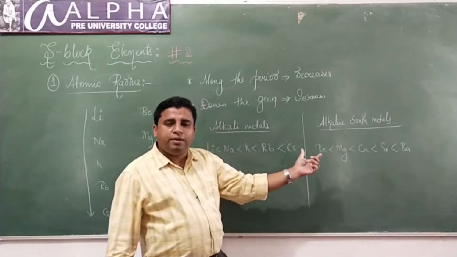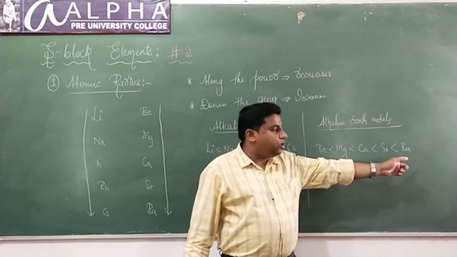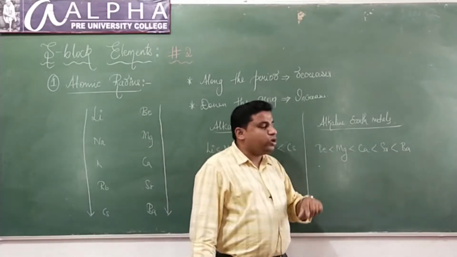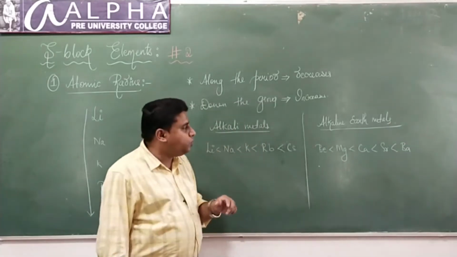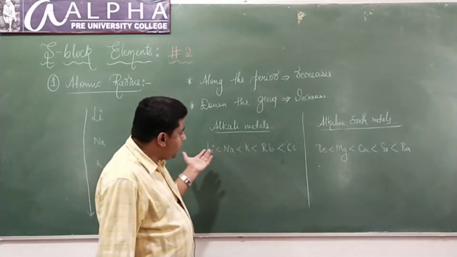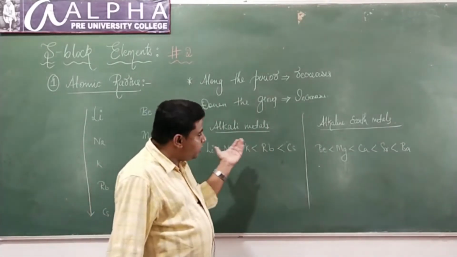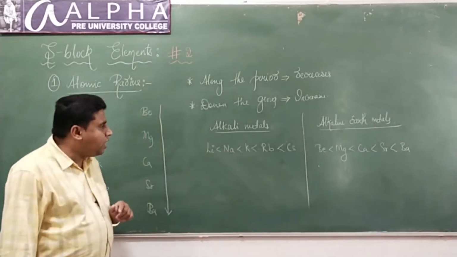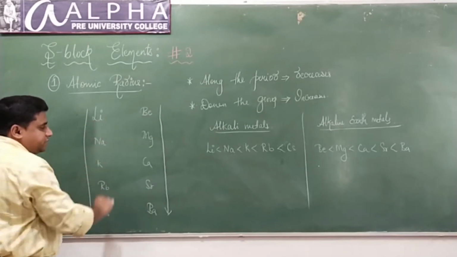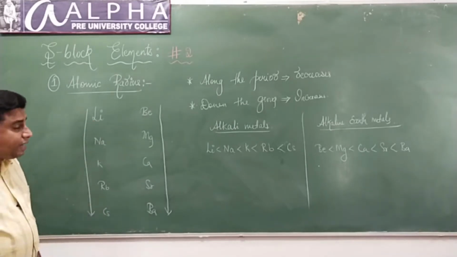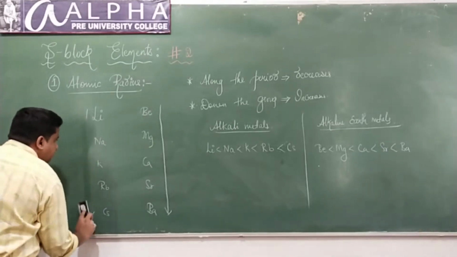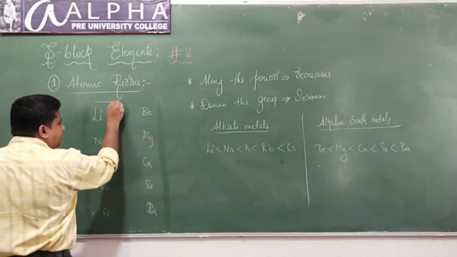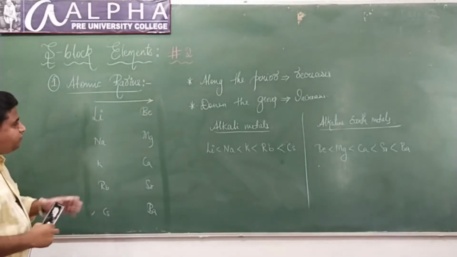So which is the big element among alkaline earth metals? It is barium. Which is the small element among the alkaline earth metals? It's going to be beryllium. Please remember these orders. There is an increase in atomic radii down the group. Now if I compare between alkali metals and alkaline earth metals, that means I'm going from left to right.